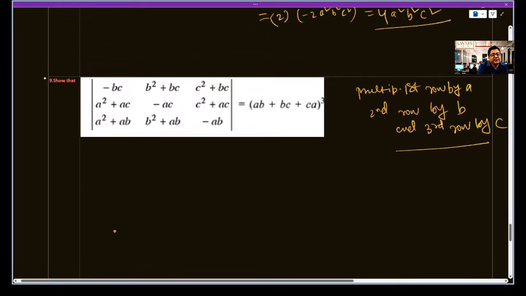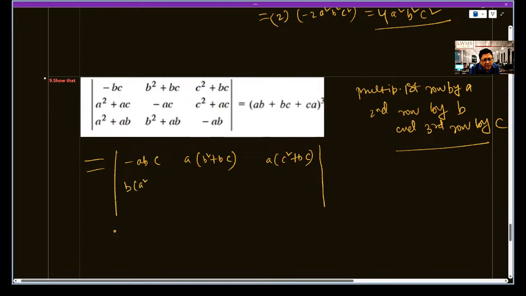Multiply first row by A. Second row by B.